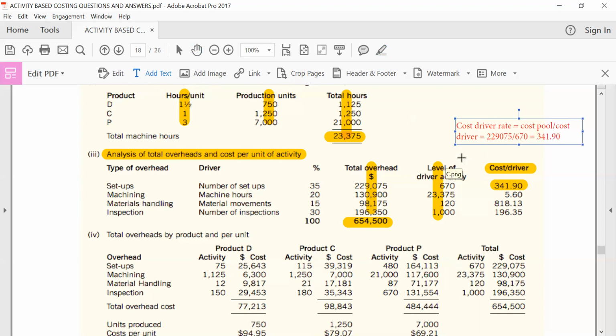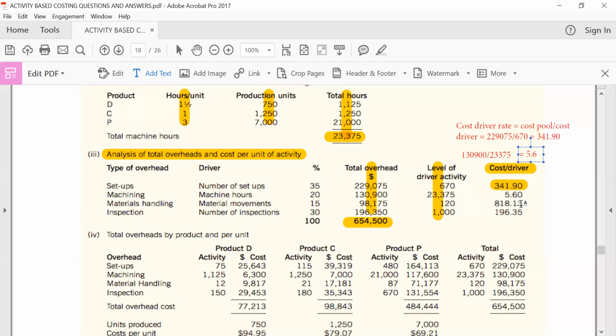Then we come to the next item. The next item, its cost pool is 130,900. You divide by its cost driver, which is 23,375. I hope you know where we got it from. We've already gone through that calculation. You get your answer also, which is 5.6. These are meters. We are calculating meters that we use in charging, right?